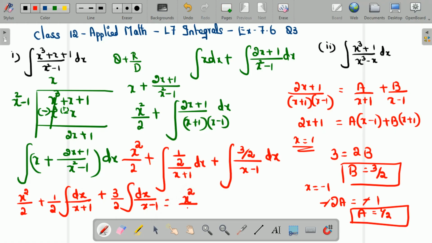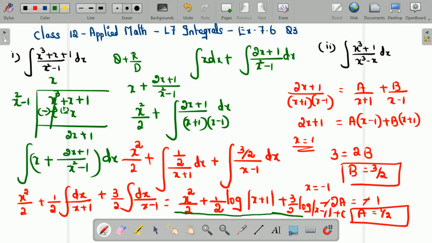So this is x squared by 2 plus 1 by 2 of log of x plus 1 plus 3 by 2 of log of x minus 1 plus c. So this will be the final answer after integration. x squared by 2 plus 1 by 2 log of x plus 1 plus 3 by 2 log of x minus 1 plus c. So this is the value for the first subdivision. Now let's move on to the second subdivision.